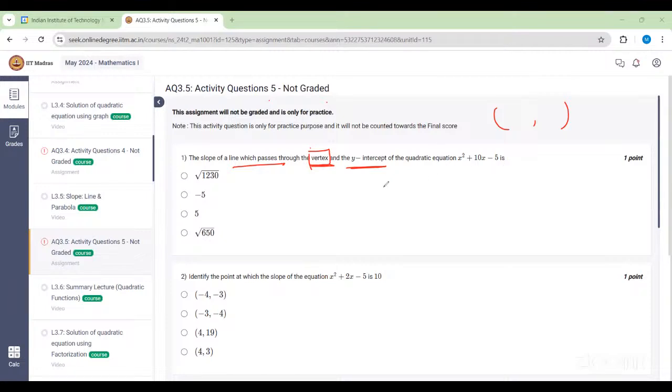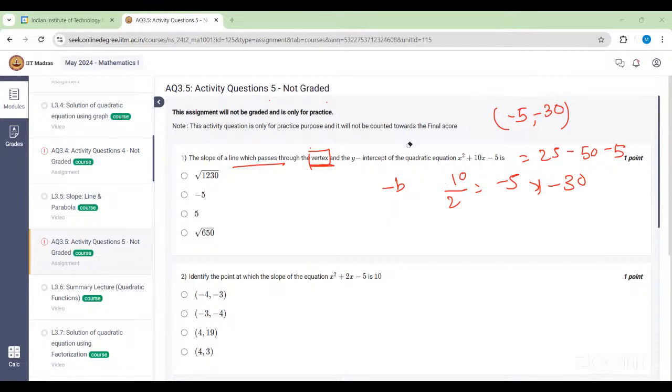Okay, so let's see. Minus b by 2 is there, that means minus 10 by 2, so minus 5 is the x coordinate. And we have to also find the y coordinate. So the y coordinate will be minus 5 square, which is 25, minus 50, minus 5. Please let me know if I have done any wrong calculation. So minus 30 is the y coordinate. So this is our vertex.